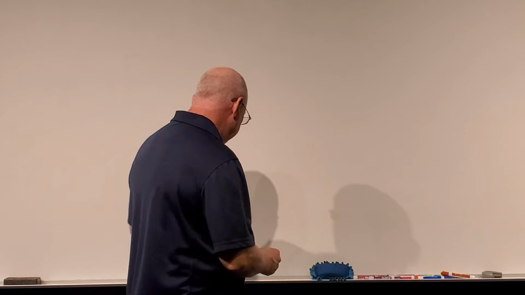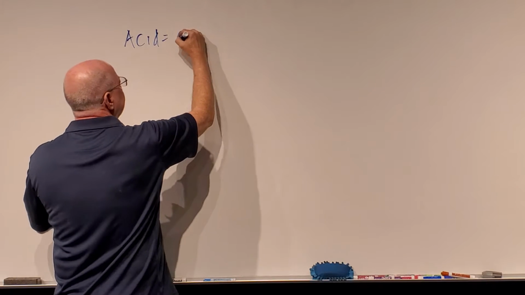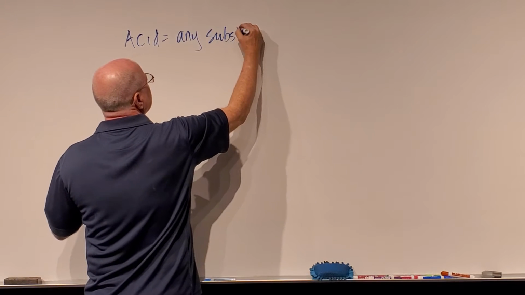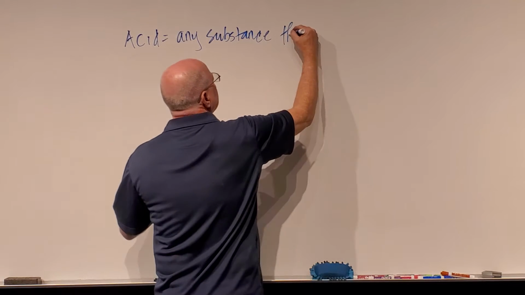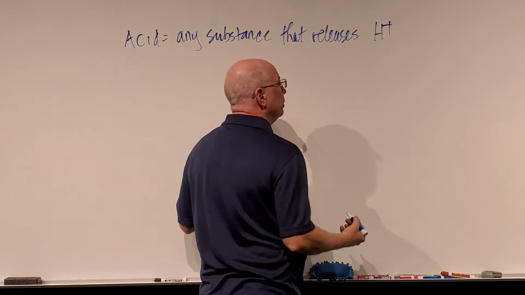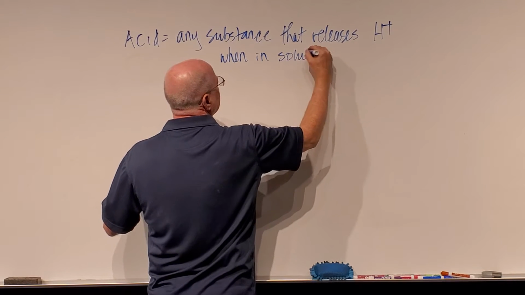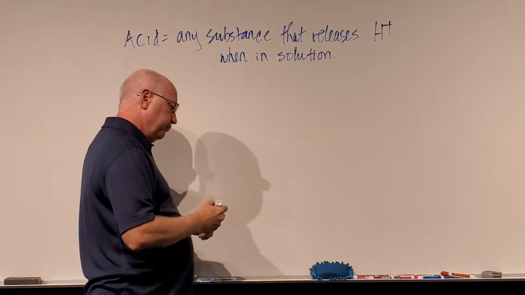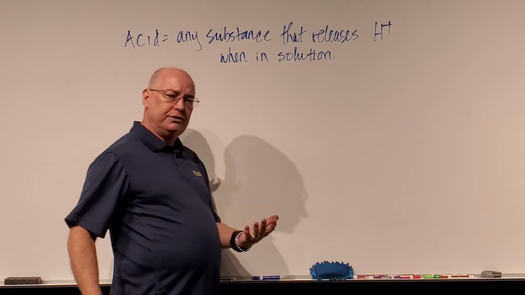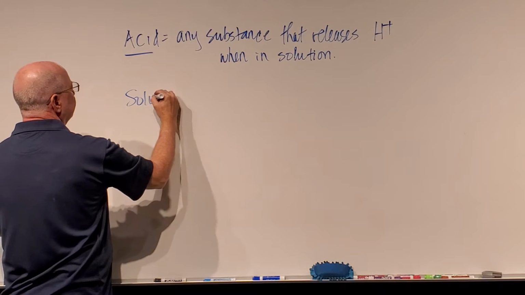So one way to define an acid, and sometimes some of my chemistry colleagues don't like this, but I don't really care, is any substance that releases hydrogen ions or protons when in solution. Okay? Well, then that begs the question, what on earth is a solution? So before I go any further about what an acid is, we certainly need to talk about what is a solution.